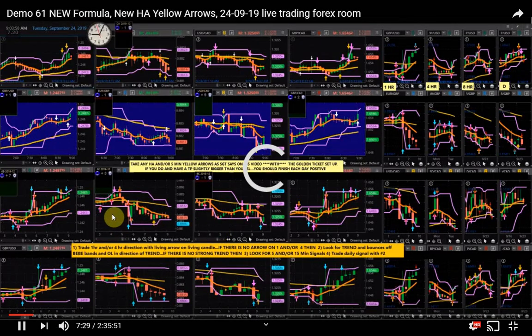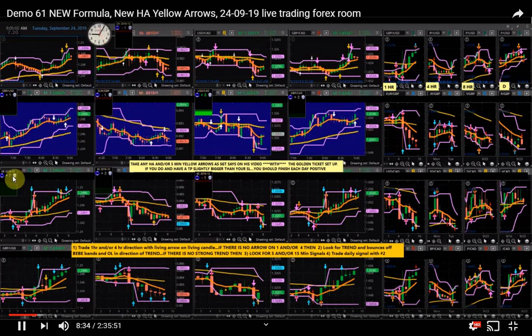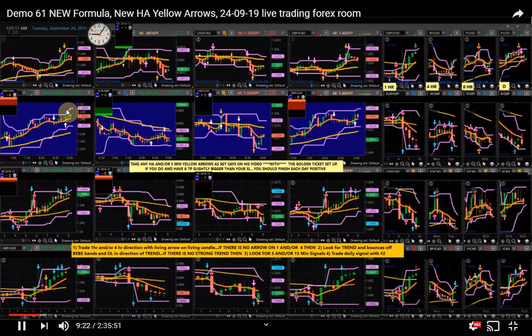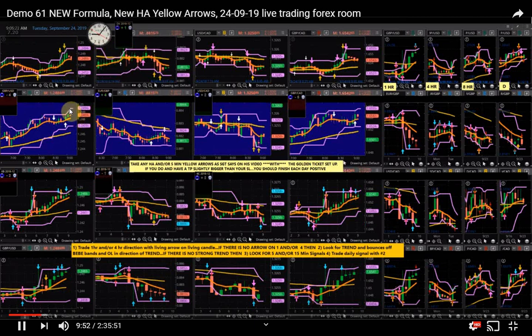Right, look at this now. It's setting up. You're outside, you've got a wick forming here. Bit of red momentum. We're in. There you go. You're in. That's it. The signal was there. We were outside BB bands. It's now looking like a number 1 in the golden ticket.